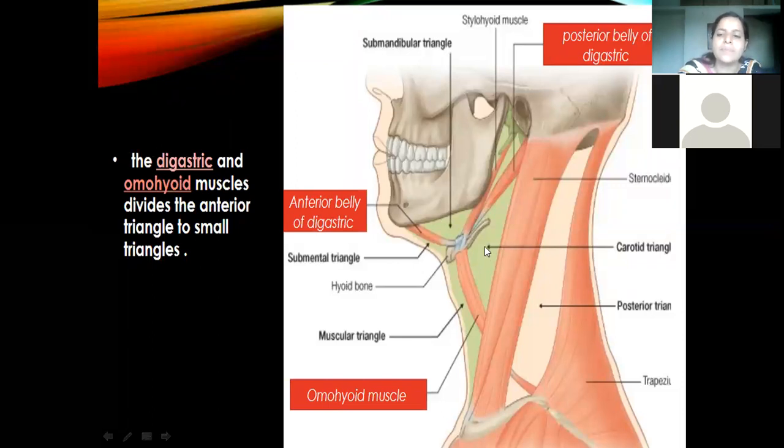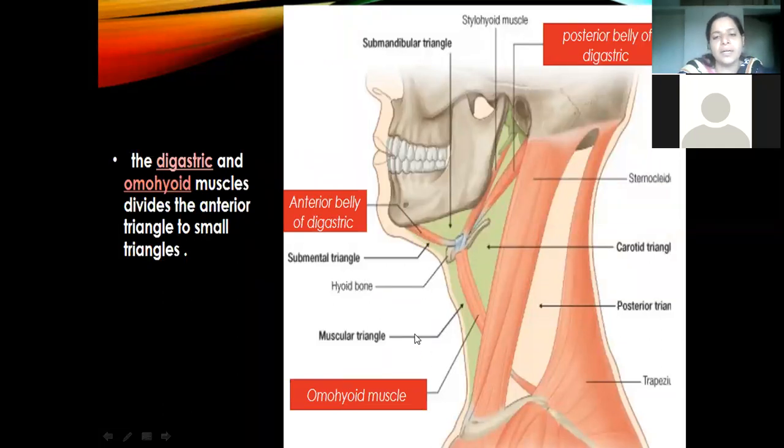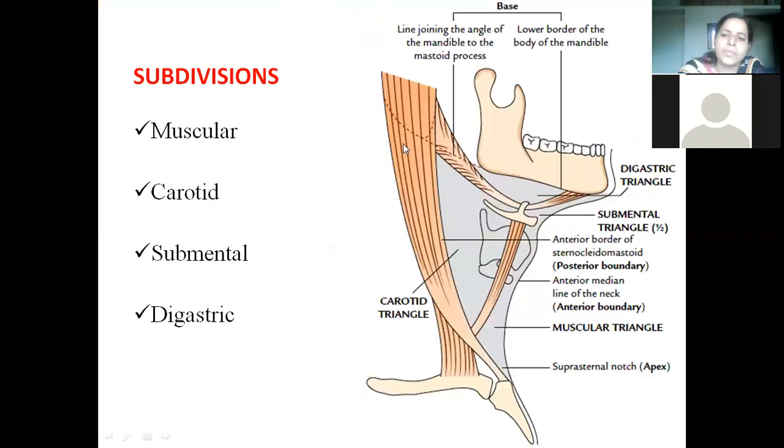I'm repeating the names. We have carotid triangle, digastric triangle, muscular triangle, and then submental triangle. So 1, 2, 3.5 triangles are the subdivisions of anterior triangle. We are going to discuss each triangle in detail now. This is Vishram Singh's picture, which most of you must be having. You can follow the same thing.